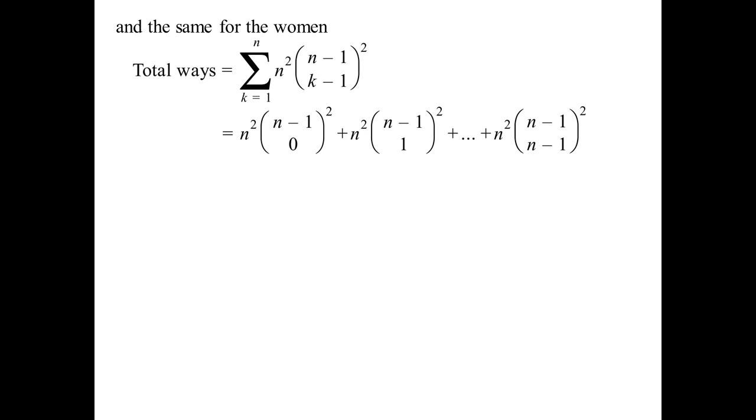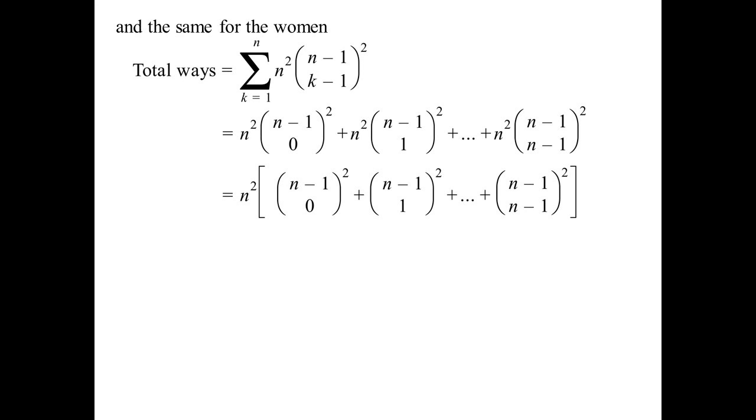And then we do the same for the women. So in other words, the total ways would be n squared, choose the leaders, times n minus 1 C k minus 1 squared, choose the groups, but then the sum would go from 1 to n for all the different possibilities. I could have a group of 2, a group of 4, or a group of 6, and so on. That's what I'm looking at if I was to expand it out: n squared, n minus 1 C 0 squared, plus n squared, n minus 1 C 1 squared, and so on. Well, let's factorise out the n squared and have a look at what we've got.